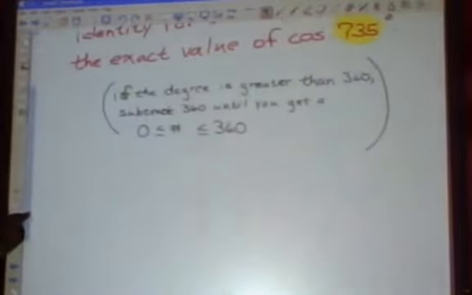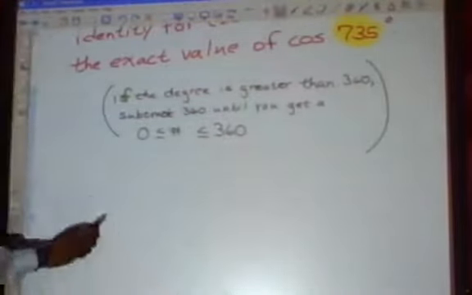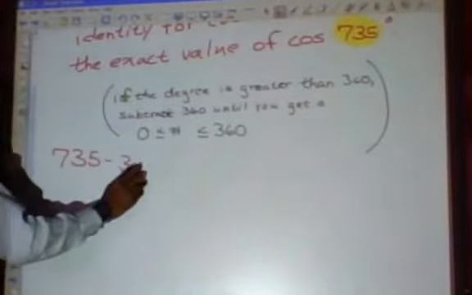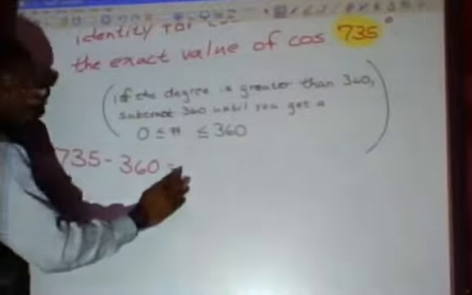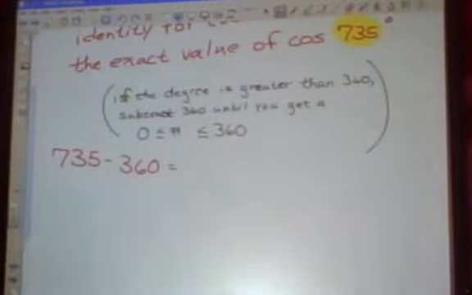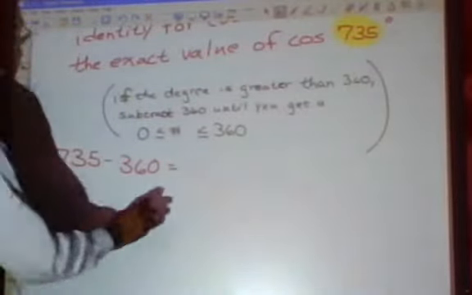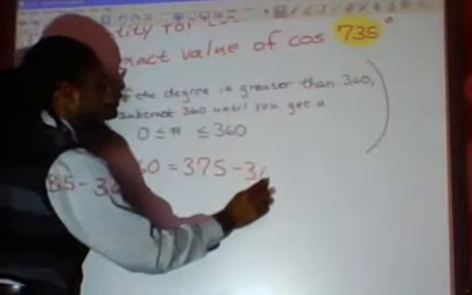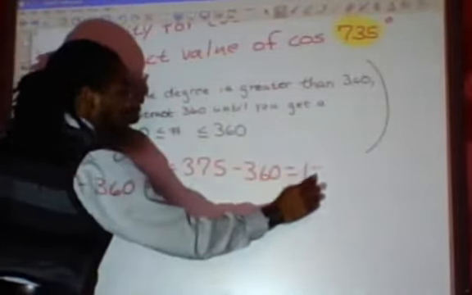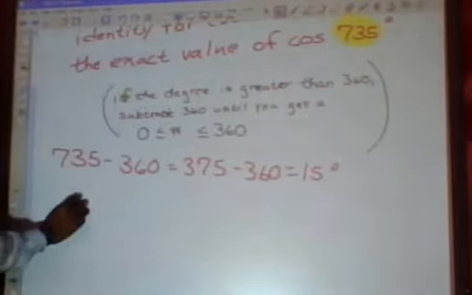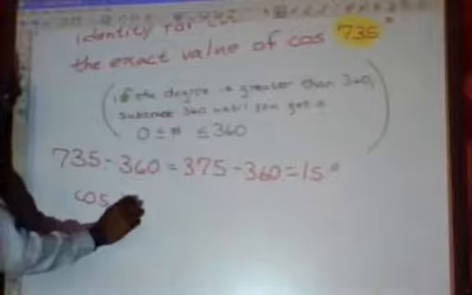So we subtract 360 from it, and for this one, we actually will subtract 2 times. But not all the time it's 2 times, this time it just happens to be. So with that one you subtract, and you will get 375. Then we subtract 360 again, and we get 15 degrees. So we're looking at cosine of 15 degrees.